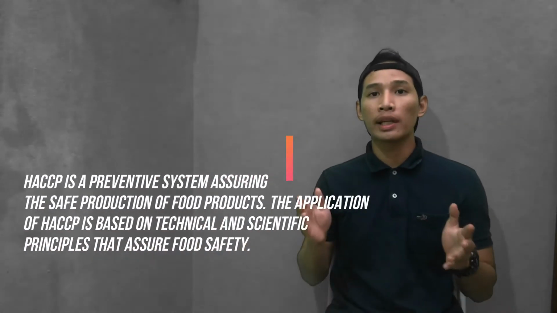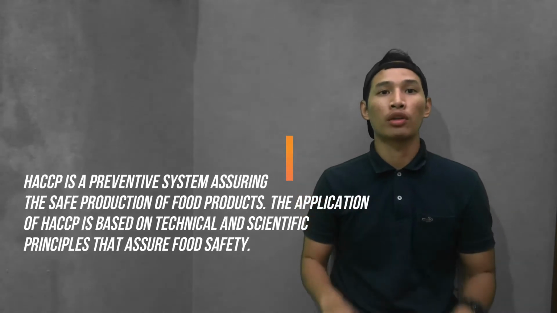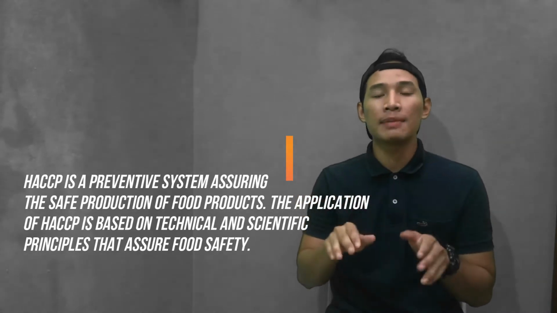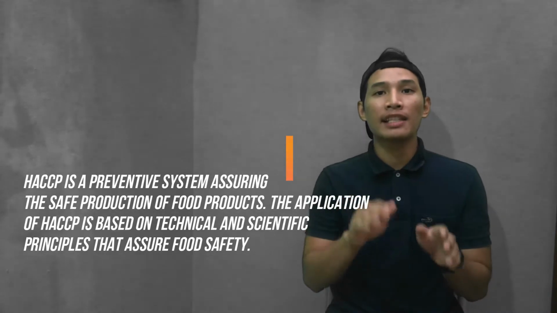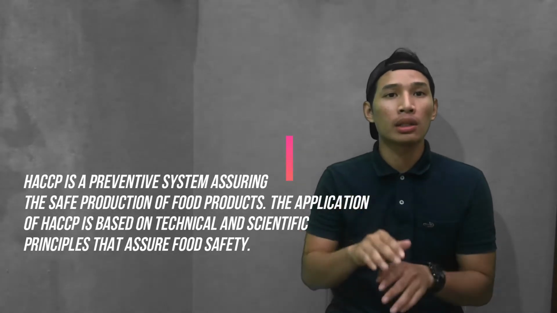The Hazard Analysis and Critical Control Point (HACCP) system is a logical, scientific approach to controlling hazards in meat production. HACCP is a preventive system assuring the safe production of food products. The application of HACCP is based on technical and scientific principles that assure food safety. An ideal application would include all processes from the farm to the table.